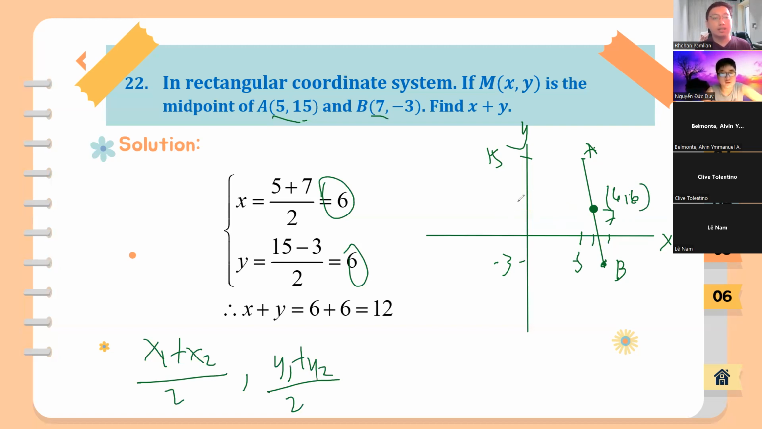So that is basically the concept behind a midpoint. Did you guys understand? So the value of x and y is 12 because you are adding x and y, and they are both 6, so 12. Did everybody understand?